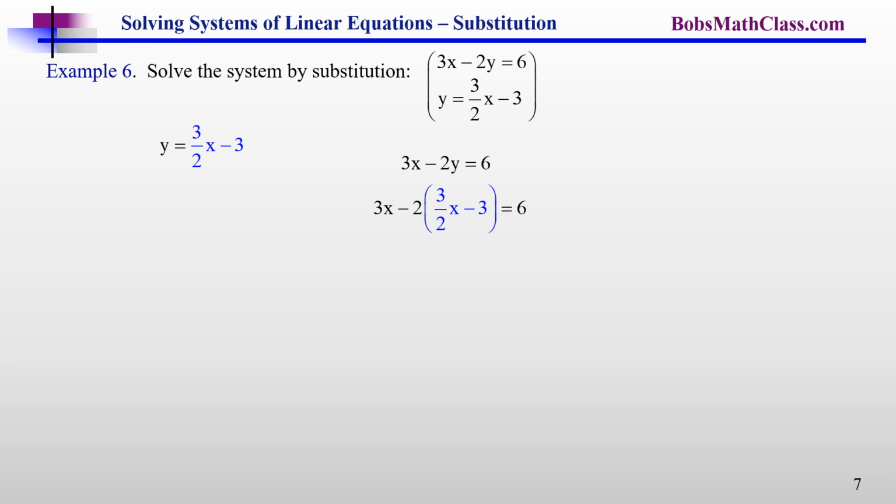Distribute the negative 2. Maybe use your calculator if you have trouble with fractions. But negative 2 times 3 halves. 2's cancel. And we're left with negative 3x. And then the other one's going to be negative 2 times negative 3, which is positive 6. So we have 3x minus 3x plus 6 equals 6. The 3x's cancel, and 6 does equal 6. Therefore, the answer is infinite solutions.